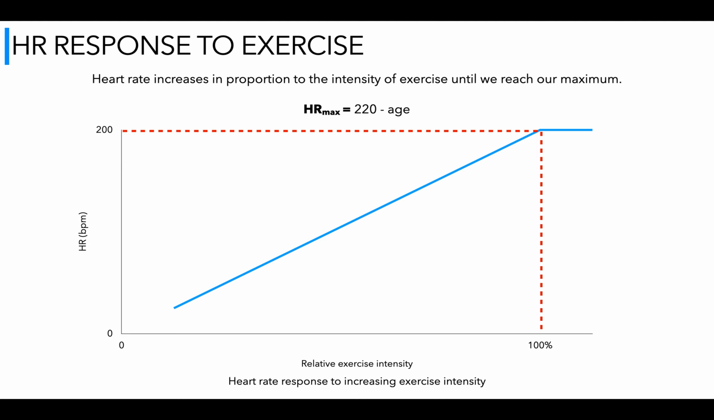If you look on the bottom axis there, relative exercise intensity, up to 100%. So the exercise you're doing will keep getting harder and harder, so the intensity will keep increasing. Therefore heart rate will too, up until whatever your maximum heart rate is, and that will vary depending on your age. Okay, so a linear relationship there, it increases in proportion.